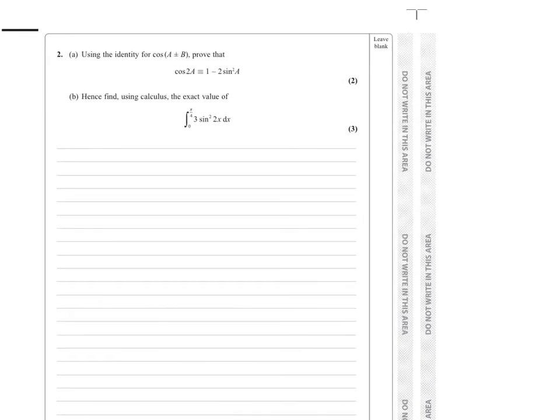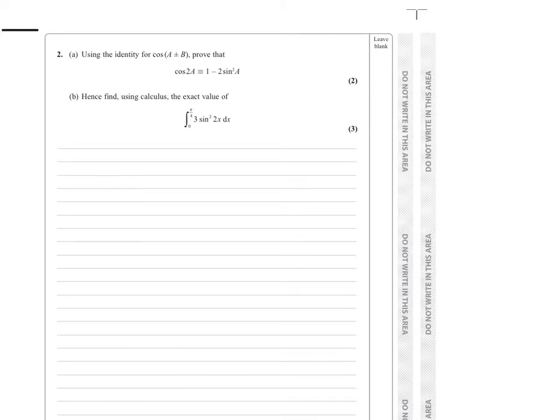Question 2. It says using the identity cos of (A plus or minus B), prove that cos 2A equals 1 minus 2 sine squared A. Okay, so they've told us which identity to use. It's in the formula sheet, okay? And we need to prove cos of 2A. Well, hold on a minute. 2 lots of A. A number plus a number is going to give me 2 lots of A. What's it going to be? A plus A. So I'm going to use the identity.